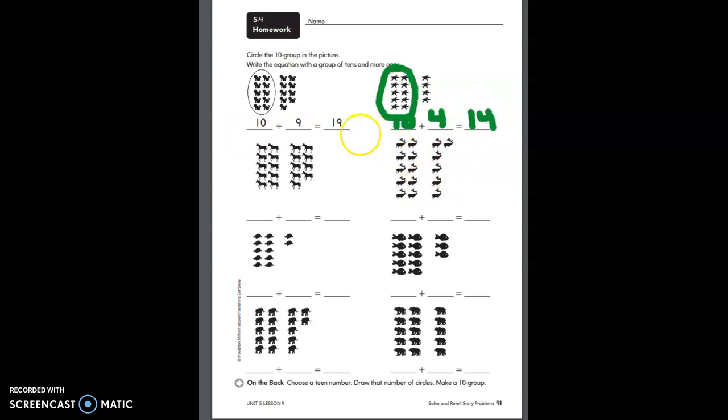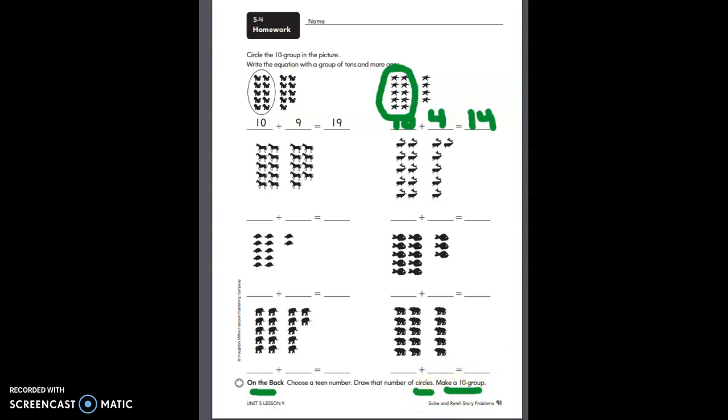Good. So you're going to go ahead and do that for the rest of this page, and we're also going to be doing the back side of this page. And it says on the back, choose a teen number, so you get to choose which teen number you want to do. You're going to draw that number of circles, so we're going to do it in circles. We're going to first make a 10 group, and then more.